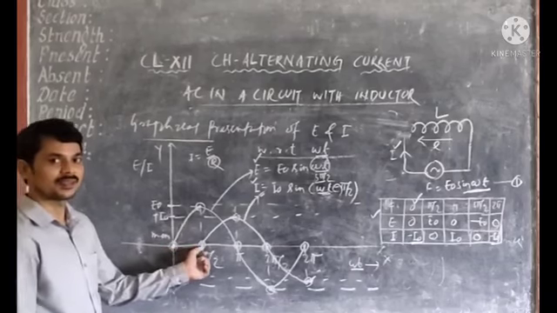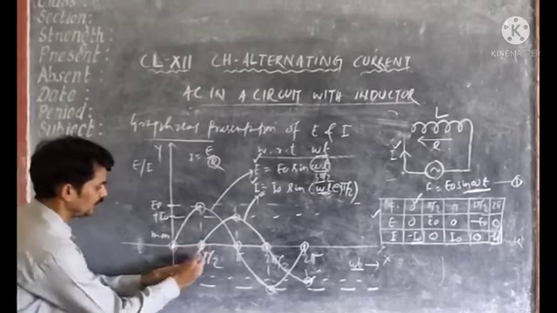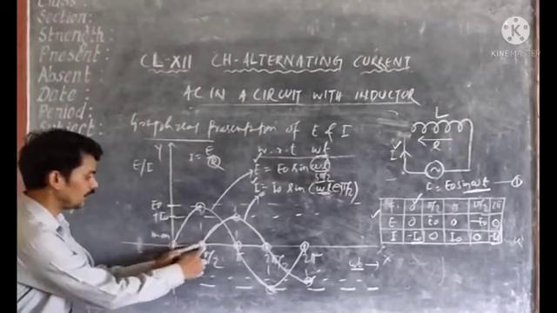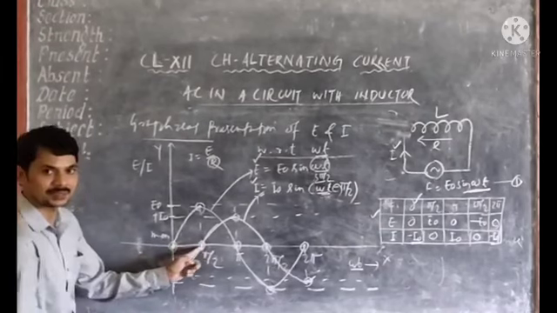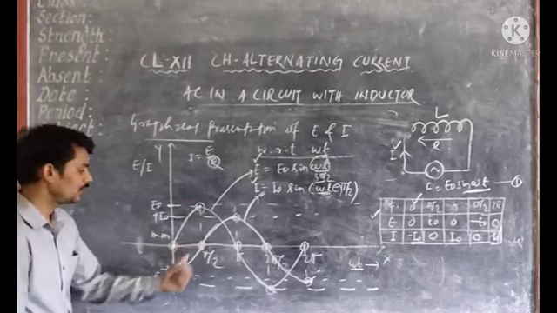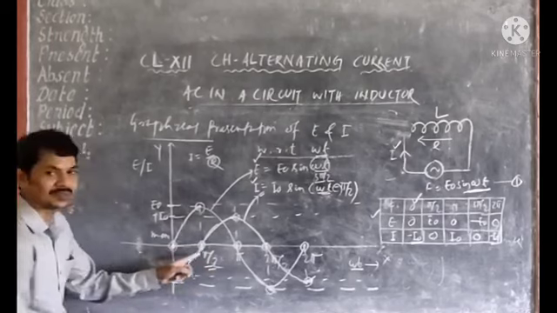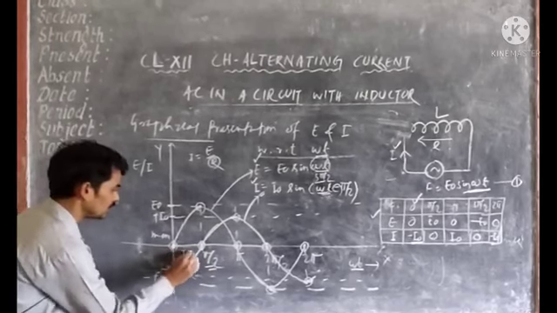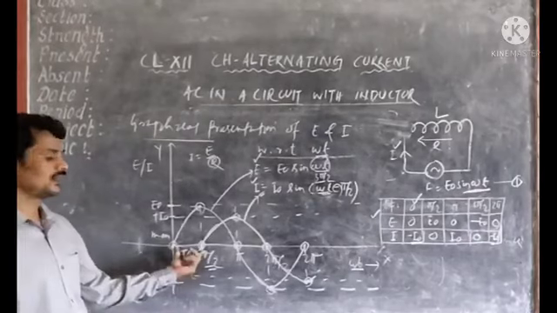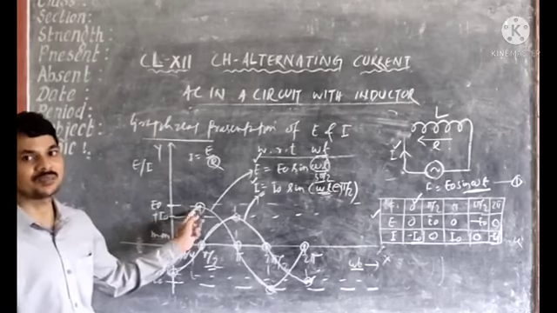But what you observe now is that the minimum value is achieved by the current, because this is the current curve, at a later phase of pi by 2. It achieved it after pi by 2. Okay, the EMF had achieved it earlier. Well, and this phase difference is pi by 2, or in time, it is T by 4, because the total time period is T. So current lags behind the voltage by a phase of pi by 2.